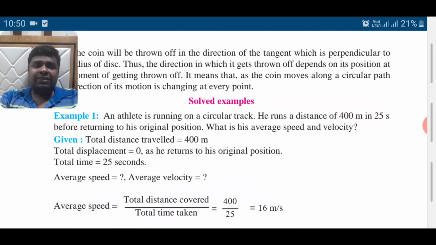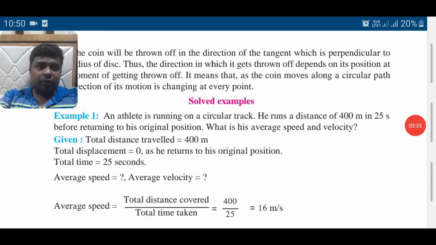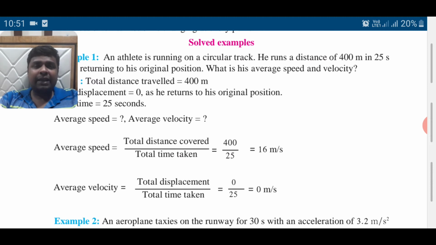Now, an athlete is running on a circular track. He runs 400 meters in 25 seconds before returning to his original position. What is the average speed and velocity? The total distance traveled is 400 meters, which is already given, and average speed is total distance upon total time. 400 upon 25 is 16 meters per second, and average velocity is 0. That is because the athlete comes to the same position; the starting point and ending point are the same. He is running on a circular track.